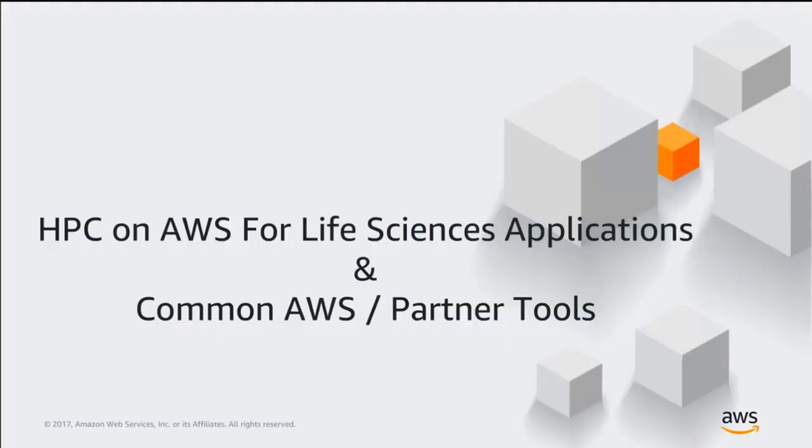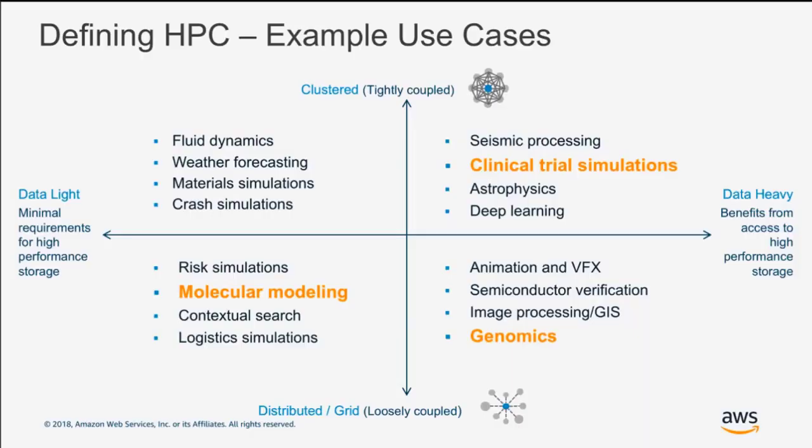Now, taking a look at high performance computing on AWS for life science applications and some of the common tools and partner tools that are available, it's first helpful to take a look at the problem space for high performance computing. Represented here are some of the common problem categories in high performance computing. In the upper left quadrant, you have tightly coupled workloads that are data light, don't take a significant amount of input data relative to some of the other workloads, but generate a significant amount of data.